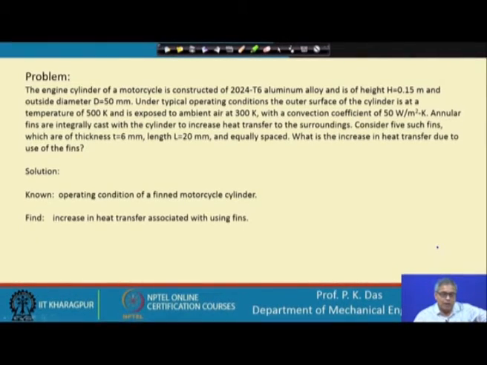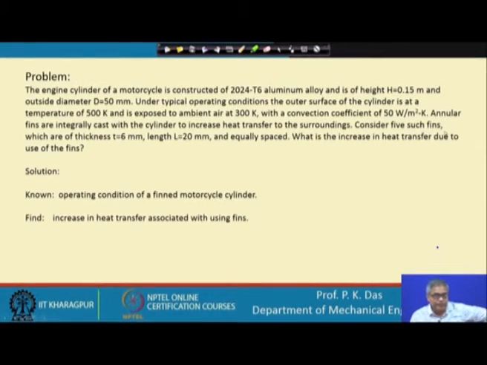The problem reads: the engine cylinder of a motorcycle is constructed of thin aluminum alloy and is of height 0.15 meter and outside diameter is 50 millimeter. Under typical operating conditions, the outer surface is at a temperature of 500 K and is exposed to ambient air at 300 K with a convection coefficient of 50 watt per meter square Kelvin. Annular fins are integrally cast with the cylinder to increase the heat transfer to the surroundings.